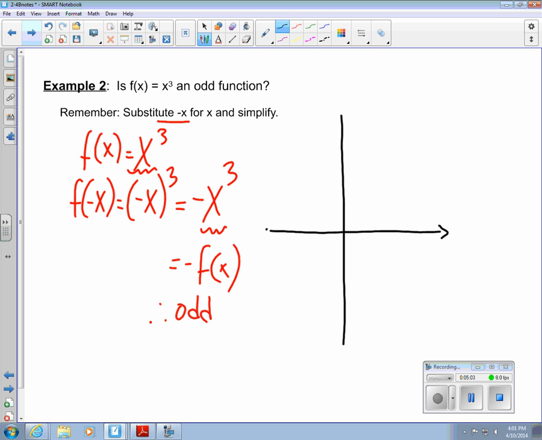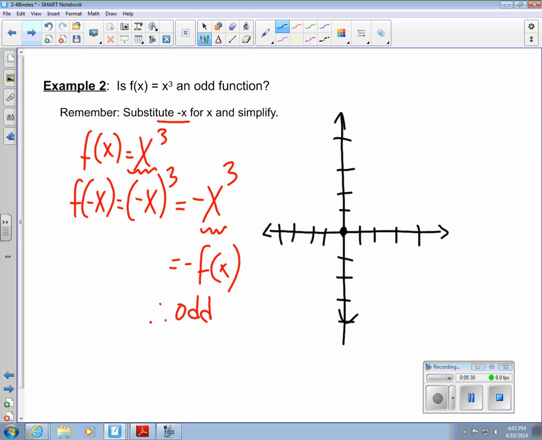All right, we have our x and y axis. If we just create a couple points, so 1, 2, 3, 4, 1, 2, 3, 4. Let's pick a couple points. 0, if we plug 0 in, we're going to get 0. So we know that's kind of basic. So if we plug in our point 1, so 1 cubed times 1 cubed is going to give us 1.